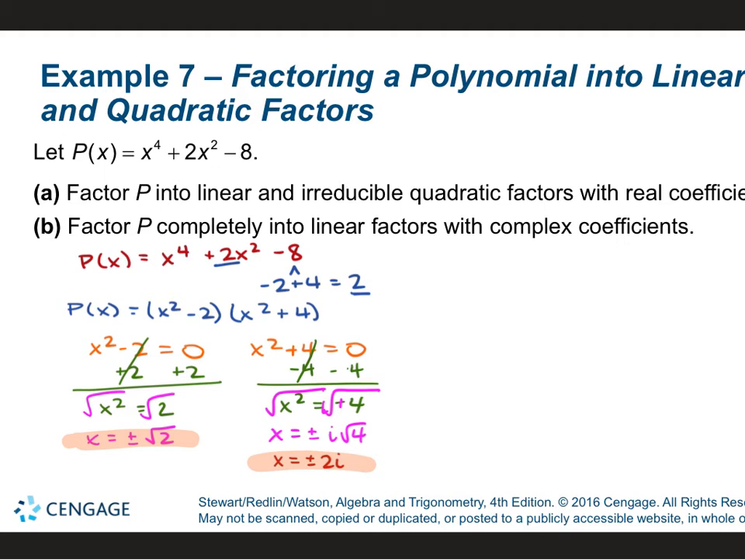Now we can go further with this. If we were to take that plus or minus square root 2, if x is equal to plus or minus square root 2, we have x is equal to the square root of 2, and x is equal to the negative square root 2. If we move these over, we subtract the square root of 2 from each side. This is going to give us x minus the square root of 2, and then we add this one to both sides.